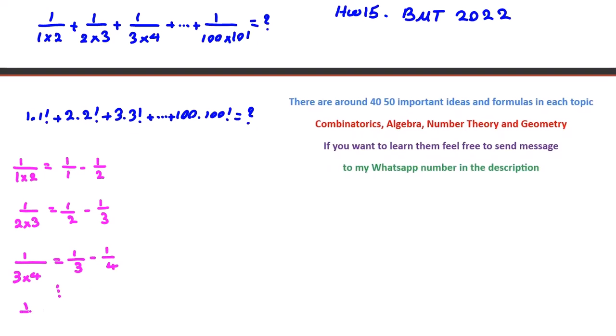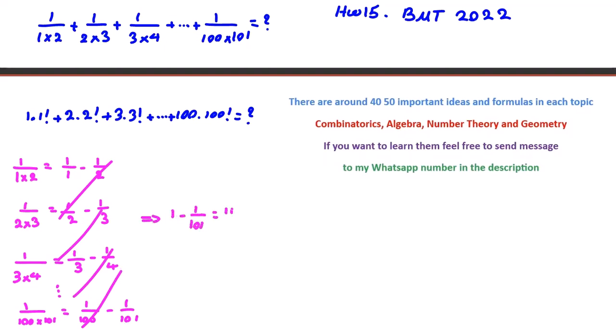Up to 1 over 100 times 101 is what? Is 1 over 100 minus 1 over 101. And then it will be cancelled like this, so the sum will be 1 minus 1 over 101, which is 100 over 101. So this one we've calculated. The approach is important. You don't need to memorize it.